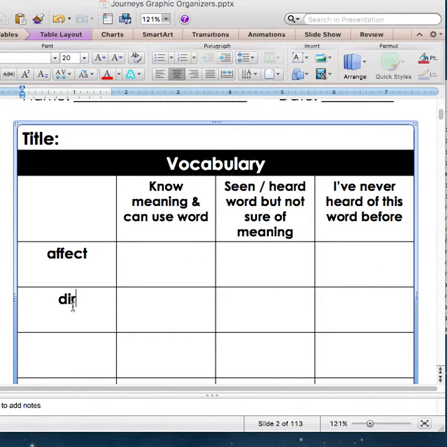Our next word is directly. Put a mark in whichever box makes the most sense for you. Our next vocabulary word is habitats. Put a mark in whichever box makes the most sense for you. Maybe you know the word and you know how to use it. Maybe you've seen the word, but you're not sure what it means. Or maybe you've never heard this word before.